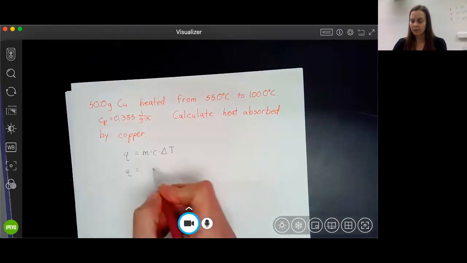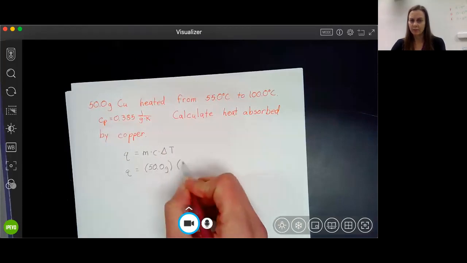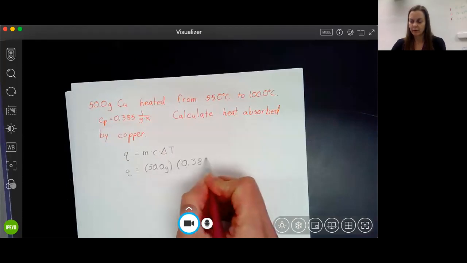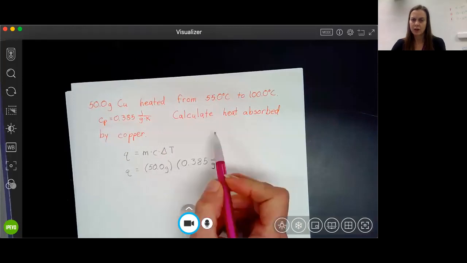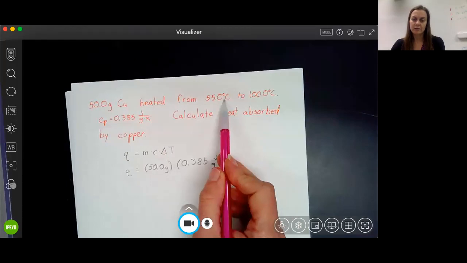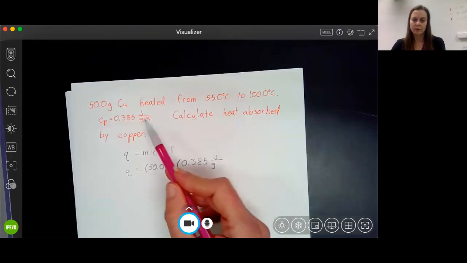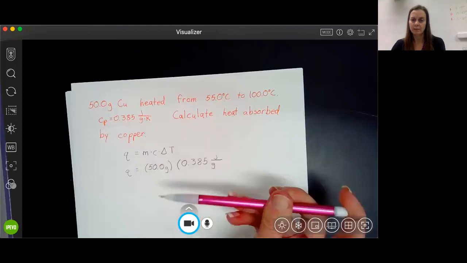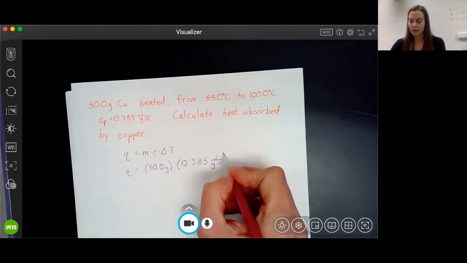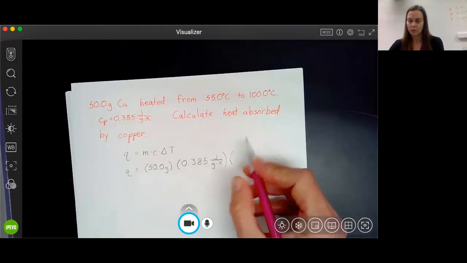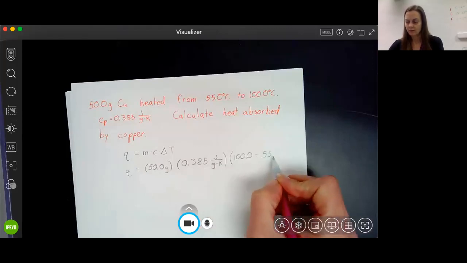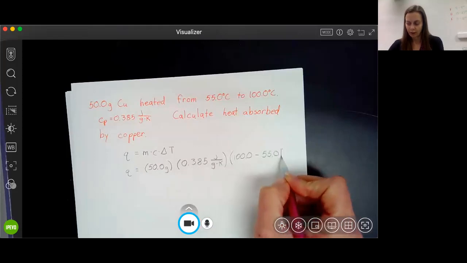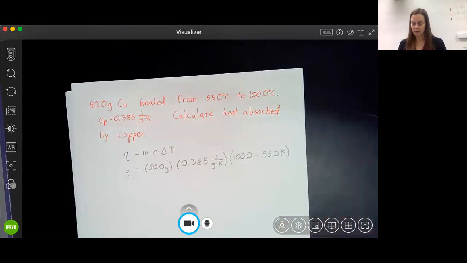Mass is going to be the mass of the copper, so we have 50 grams. C is the specific heat of copper, so that's 0.385 joules per gram degree Kelvin. Because this is a change in temperature, changes in temperature of Celsius and changes in temperature of Kelvin are the same. So even though this is given in joules per gram Kelvin, we don't have to convert. Then we have a change in temperature, so we always want to do final temperature, 100.0, minus initial temperature, 55.0. Because it's a change, I'm just going to call that Kelvin, because the change in Kelvin and the change in Celsius are the same.